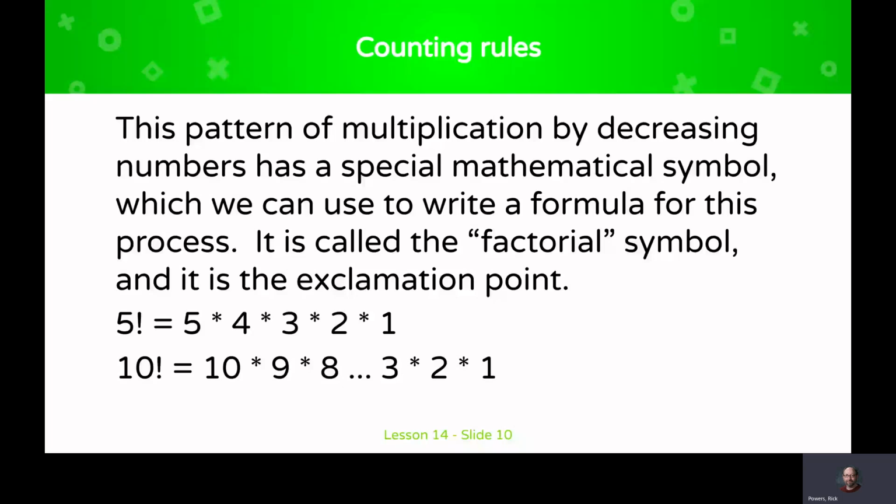This pattern of multiplication by decreasing numbers has a special mathematical symbol, which we can use to write a formula for this process. It's called the factorial symbol, and it is the exclamation point. 5 factorial is equal to 5 times 4 times 3 times 2 times 1. 10 factorial is 10 times 9 times 8, and so on down to times 3 times 2 times 1.